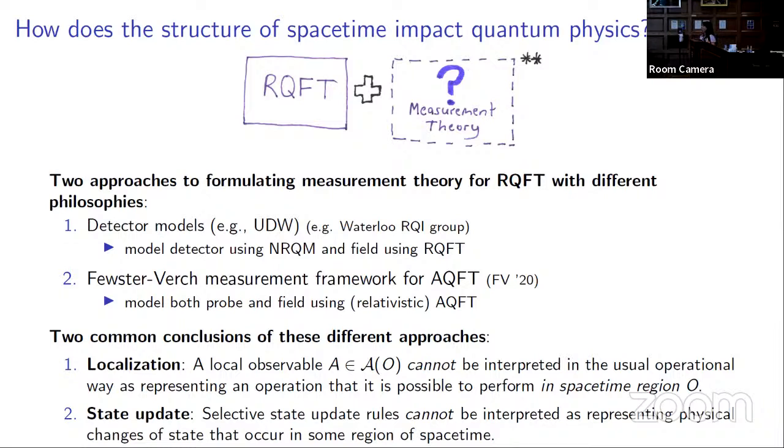So there is, of course, localization to regions represented within the frameworks, but it happens in a different way than we're used to. Second common conclusion is about the state update rules. So of course, part of doing a new measurement theory is coming up with new appropriate state update rules. When you look at these state update rules in both of these frameworks, the selective state update rules that you get can no longer be interpreted as representing physical changes of state that happen in some region of space-time.